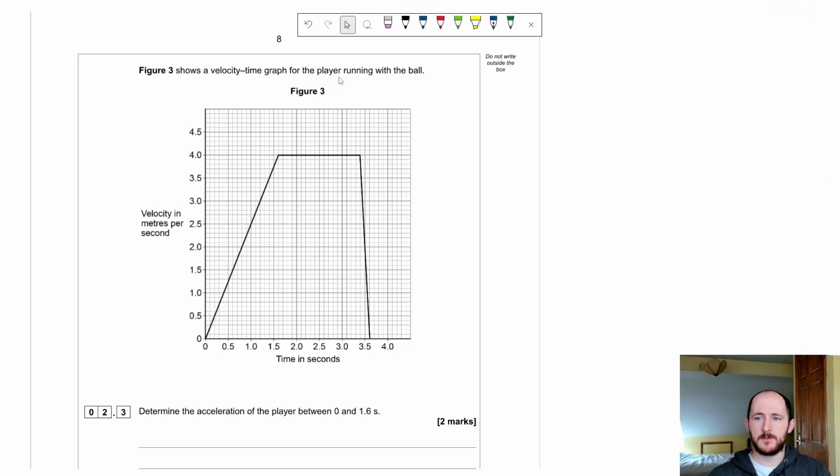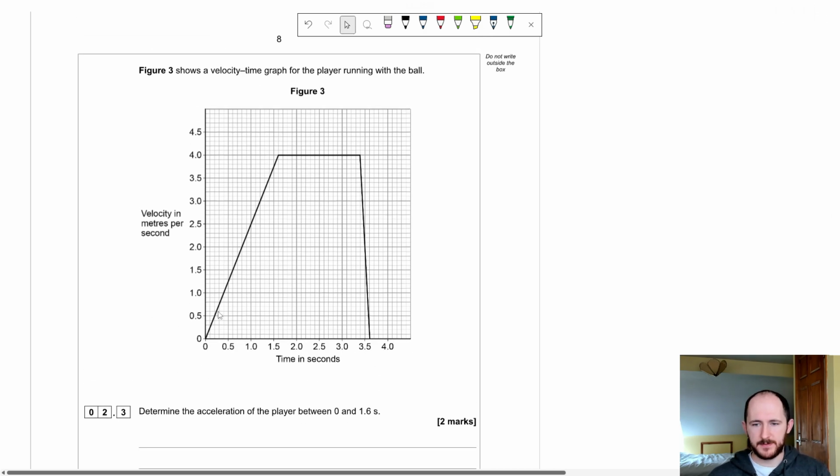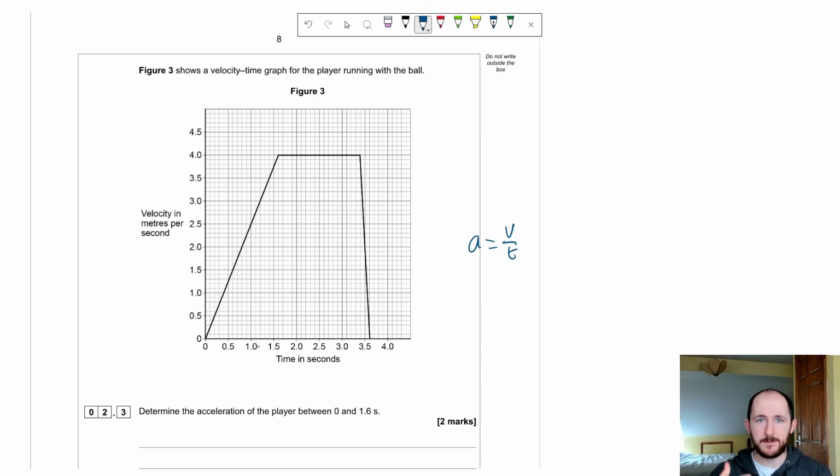Here we have a velocity time graph for the player running with the ball. Determine the acceleration of the player between 0 and 1.6 seconds. When you have velocity time graphs or even speed time graphs or even displacement time graphs, you do need to work out a few different quantities from it. The way I do it is when I work out gradient here, I'm doing velocity over time. If you notice, acceleration is just velocity over time. So the gradient of that line is going to give me the acceleration. If I times the two quantities, so I found the area underneath the graph, that's velocity times time, which is distance.